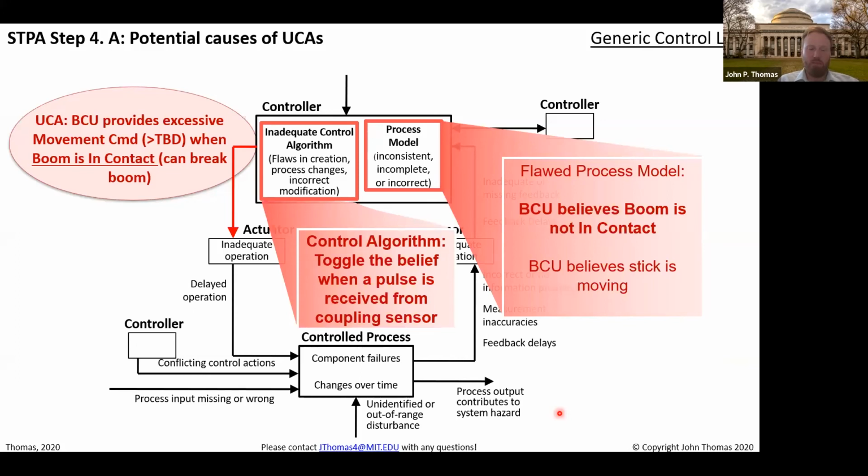All right. So the sensor detects that we're coupled and it sends a pulse. It detects that we're disconnected, it sends the same pulse. And that toggles our belief. That's how this system is designed. I'm going to open a new question. Is this a good control algorithm? What do you think?